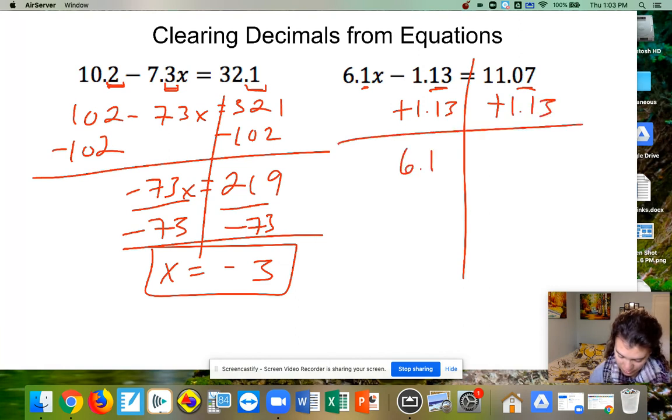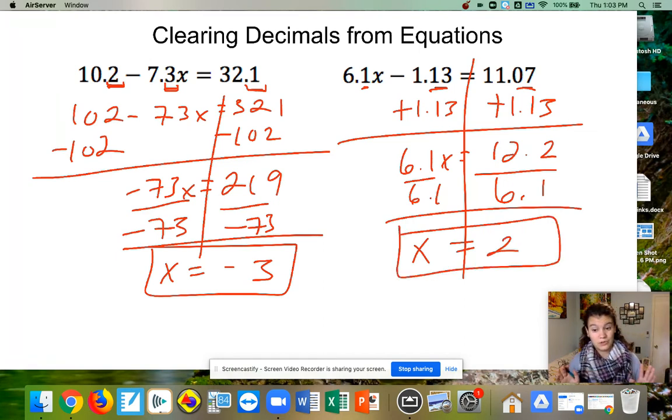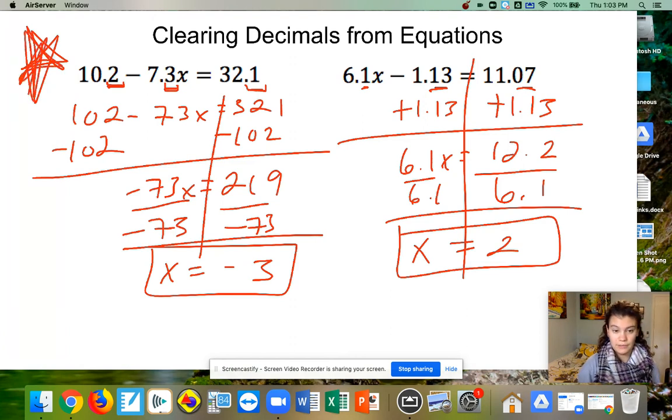You have 6.1x is going to equal 12.2, divided by 6.1, and x equals 2. So either way, I don't care which way you do it. This one, again, you have to have the same number of numbers after the decimal point for it to work.